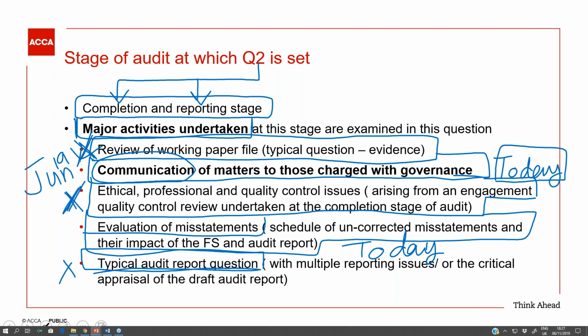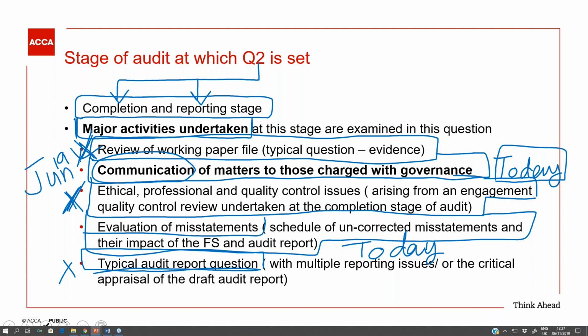So is everyone clear about the types of activities which do take place at the completion stage? Have you ever thought about the types of activities which take place at the completion stage from an examination point of view? And if you have an idea about the types of activities which take place at the completion and reporting stage, are you better prepared to handle question two?